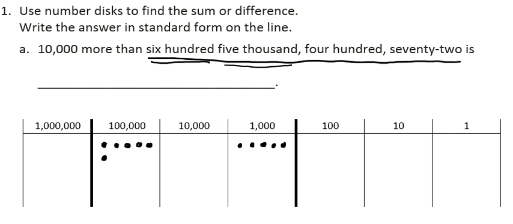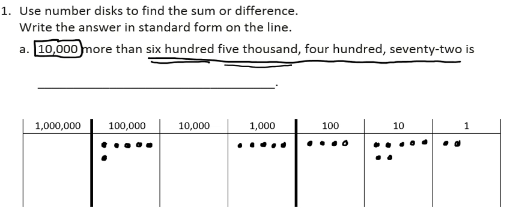Next, I'll show the 400 by showing 4 discs in the hundreds place. 72 is made up of 7 tens and 2 ones. I'll write the 7 tens in the tens place and the 2 ones in the ones place. Now the place value chart shows the number 605,472.